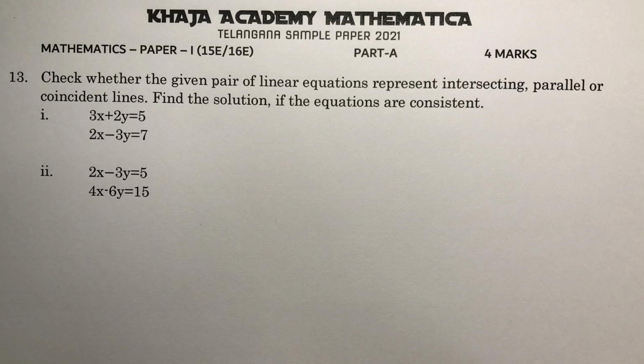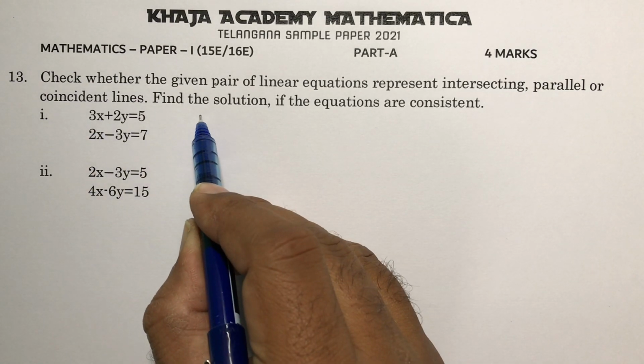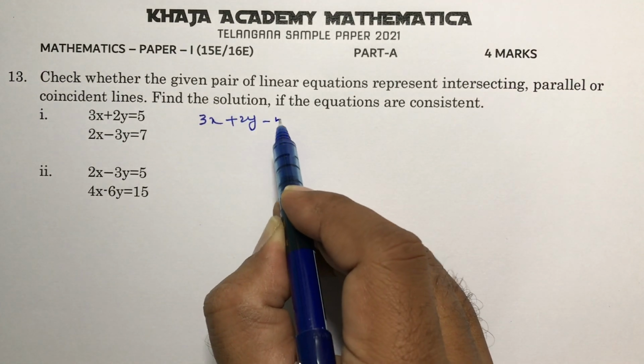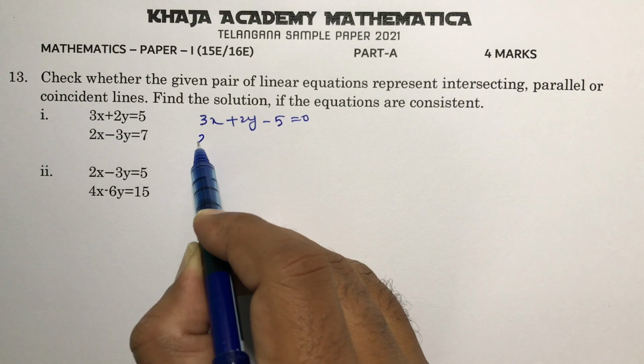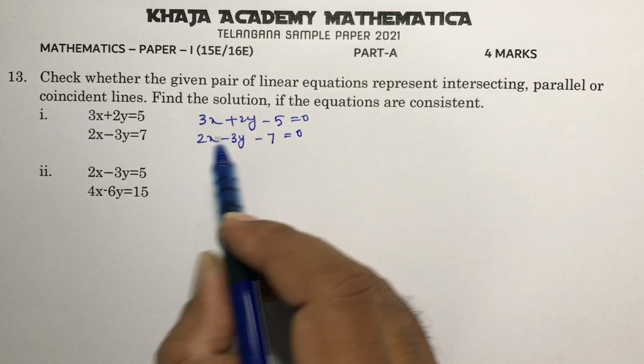Check whether the given pair of linear equations represent intersecting, parallel or coincident lines. Find the solutions if the equations are consistent. So first take these two equations and write in standard form, like 3x plus 2y minus 5 equals 0, 2x minus 3y minus 7 equals 0.